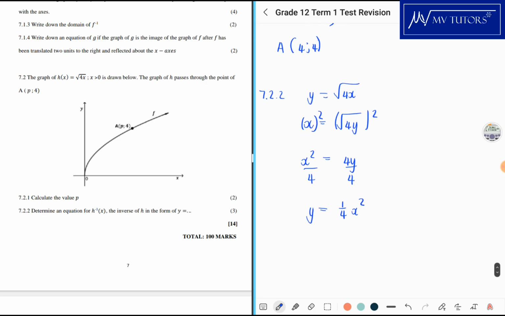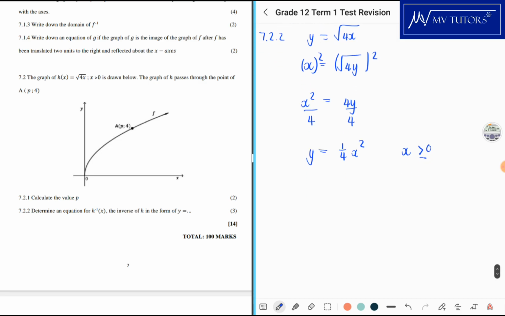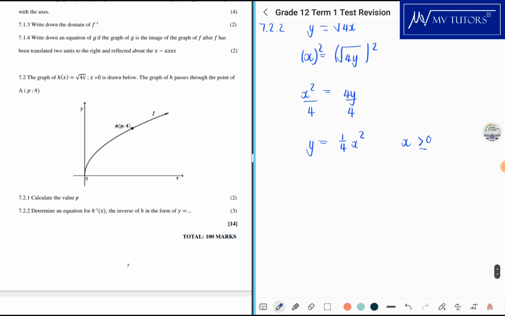Just one thing to be aware of: this graph is applicable for values of x that are bigger than 0. Actually, you can even include the 0, because you can see the graph does start at 0. I don't know why it said just x is bigger than 0. It should be x is bigger than or equal to 0. So that's a condition. We're not going to draw the graph where the x values are less.